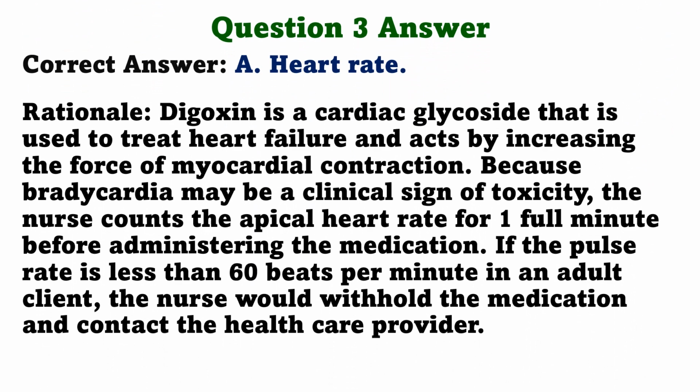The correct answer is A. Heart rate. Rationale: digoxin is a cardiac glycoside that is used to treat heart failure and acts by increasing the force of myocardial contraction. Because bradycardia may be a clinical sign of toxicity, the nurse counts the apical heart rate for 1 full minute before administering the medication. If the pulse rate is less than 60 beats per minute in an adult client, the nurse would withhold the medication and contact the healthcare provider.